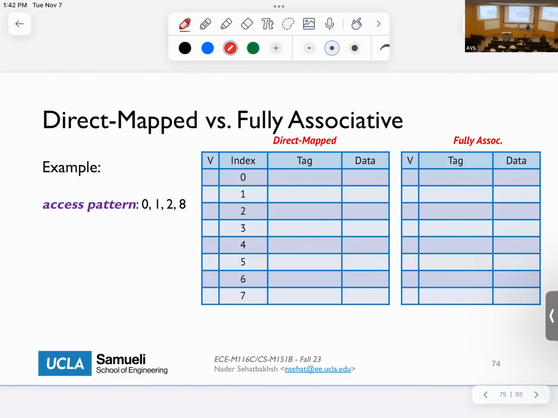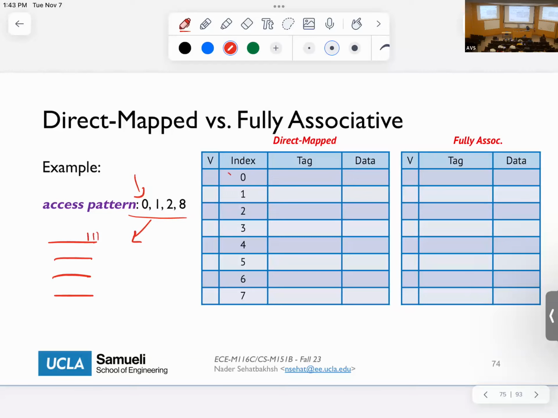Then let's say, for example, I have an access pattern like this: 0, 1, 2, 8, okay? So how do these map into my direct map and my fully associative? Let's say my cache starts empty in both cases. So the 0 comes. The way that you need to do this is that you need to convert this into 8-bit binary, okay? And then you need to check the first 3 bits.